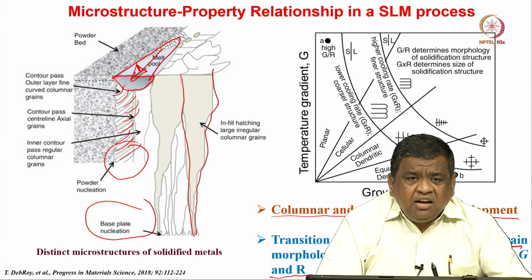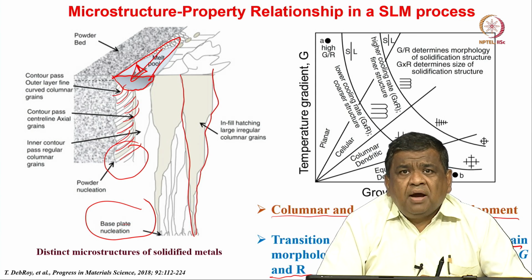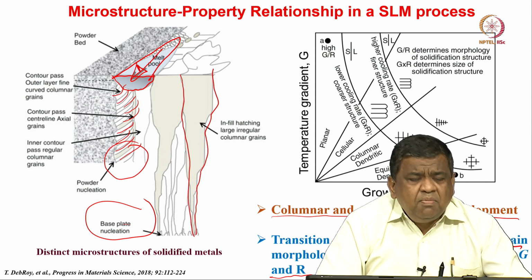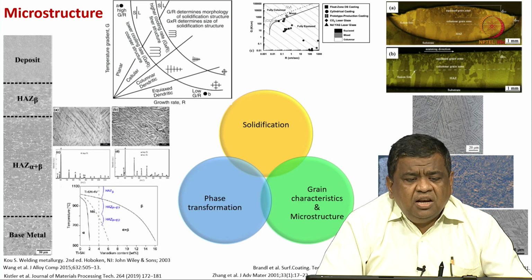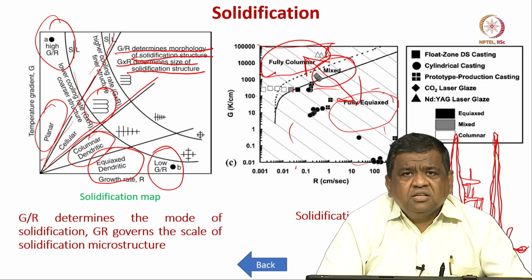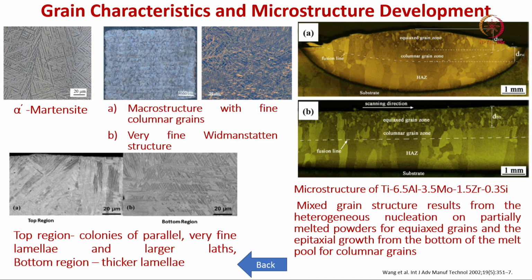I reiterate that the combination of G and R determines overall microstructure development. The G by R ratio essentially determines the morphology, where G cross R, that means the product of G and R, determines the scale of the microstructure. So, these are different characteristics and different grain characteristics of this microstructure.